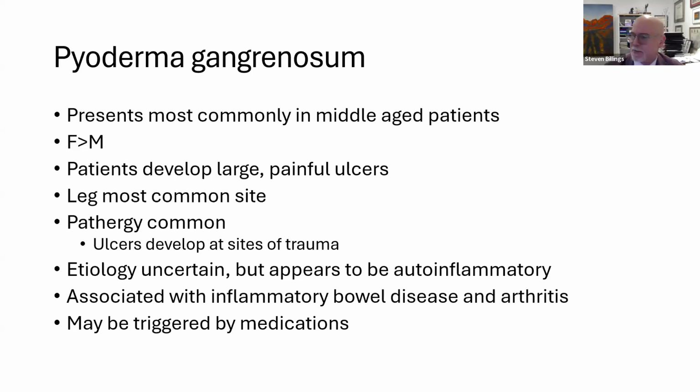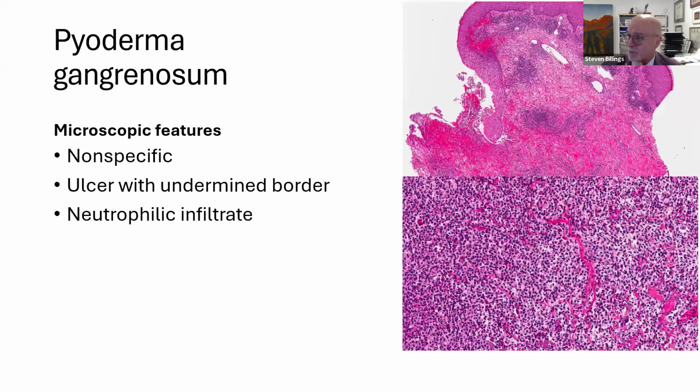We are learning a lot about the etiology. It appears to be an unusual autoinflammatory condition. It is associated with other autoimmune diseases like inflammatory bowel disease and arthritis. It can also be triggered by medications. Microscopically, the features are nonspecific. You see an ulcer, often with a rolled, undermined border, and then in the ulcer bed, you see a dense neutrophilic infiltrate.